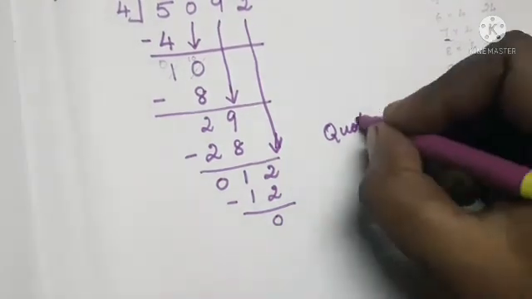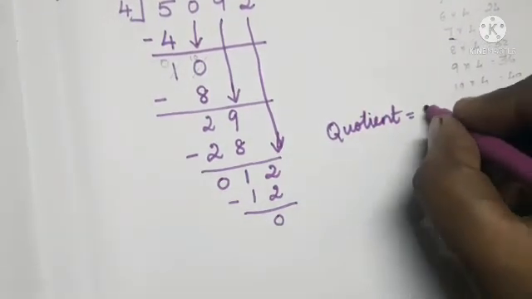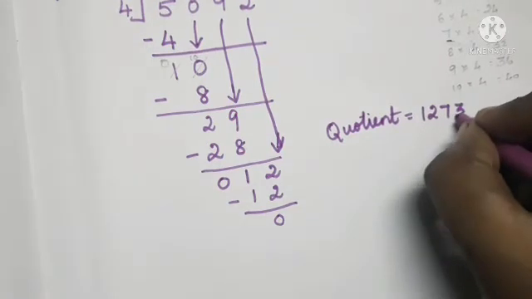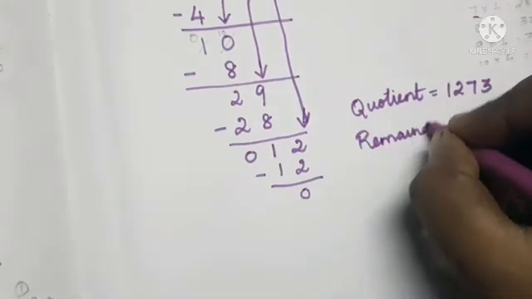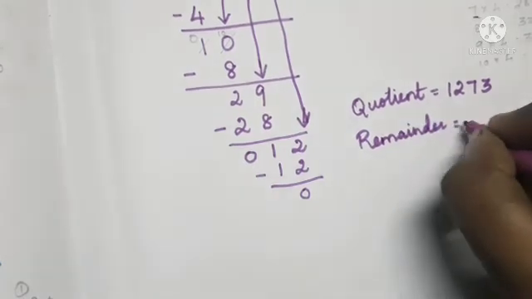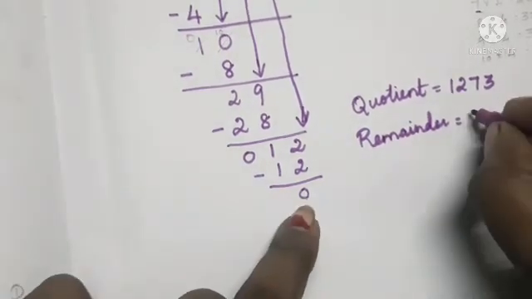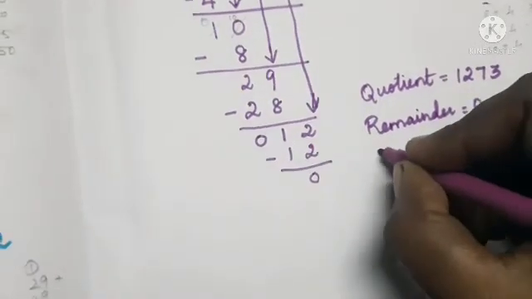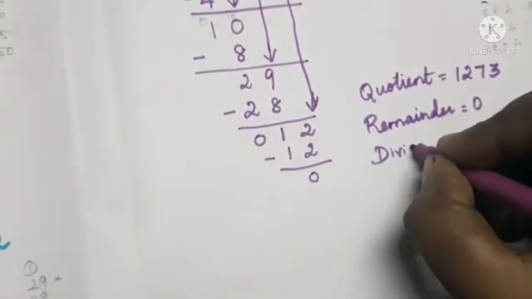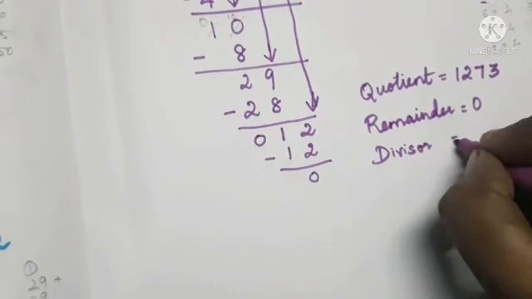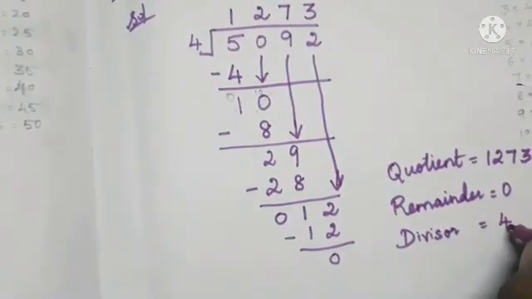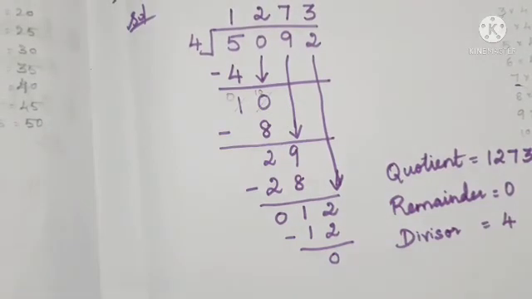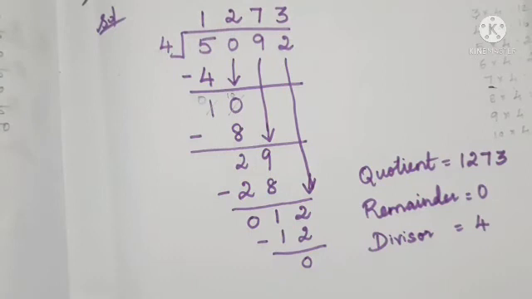Quotient is equal to, what's the quotient, ma? We have the quotient as 1273. Then we can write the remainder. So what's our remainder? Yes, 0 is our remainder, so we can write 0. Next we have to write the divisor value. What is the divisor here? Yes, 4 is the divisor, so we can write the 4 here. It is needed for our formula. That's why we have written the quotient value, remainder value and divisor value.